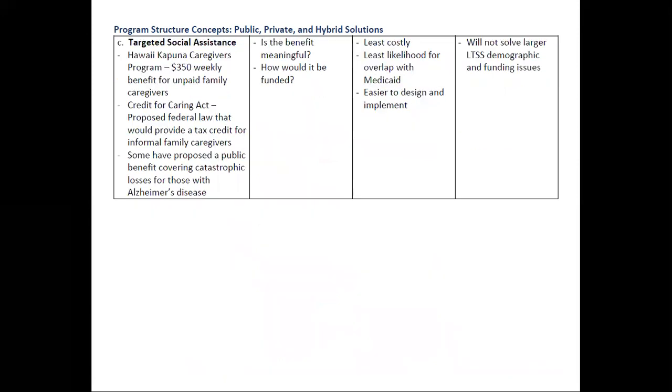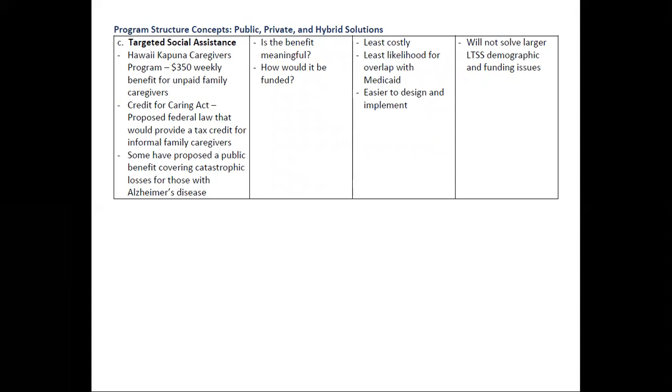Third category would be targeted social assistance. So this would be a public benefit which is designed to help out a target population or to fulfill a target purpose. There are programs out there, for example, that are targeted to unpaid family caregivers. In Hawaii, there's the Hawaii Kapuna Caregivers Program, which provides $350 per week to unpaid family caregivers that meet certain conditions.